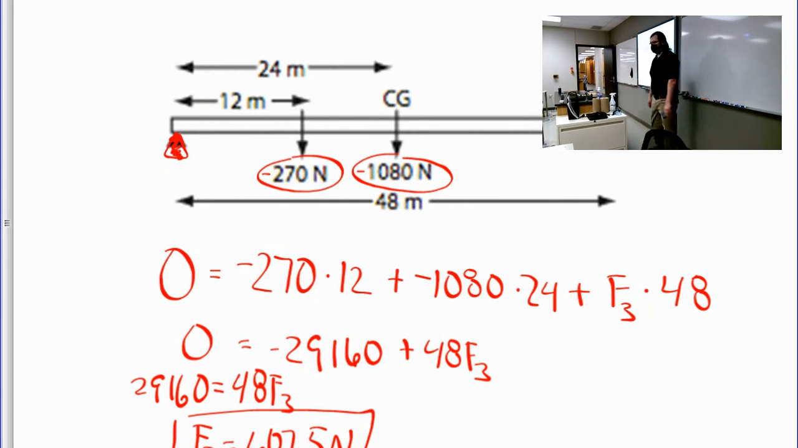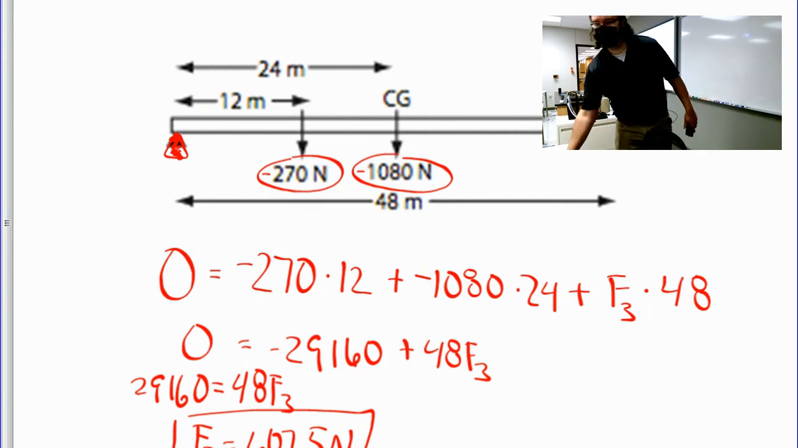So hopefully this makes a little bit of sense to you, and hopefully you know how to do some balanced torque problems.